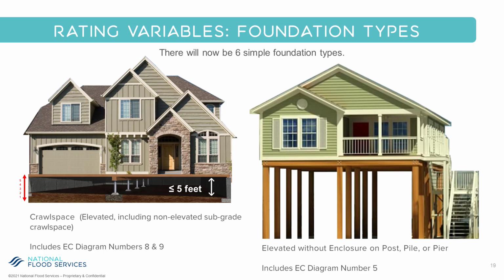As we move forward, let's look at those elevated foundations. On your screen there, the second picture is your first elevated foundation. It is elevated without enclosure on post, pile, or pier. This includes the current EC diagram number 5. This is a building with no obstruction or enclosure beneath it. And if you have a hanging floor, this is going to be the foundation type that you choose.